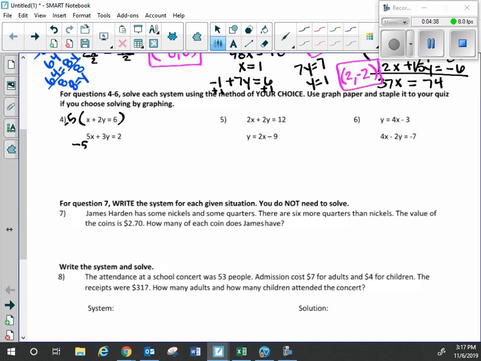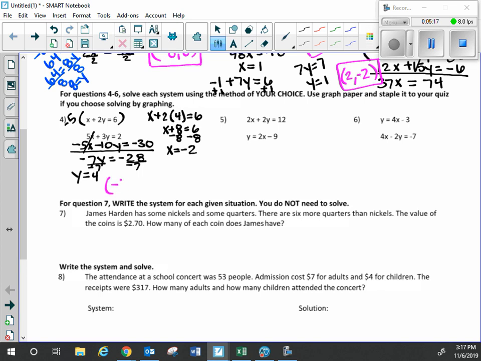But negative 5x minus 10y equals negative 30. So negative 7y equals negative 28. So divide by negative 7. Y equals 4. So go back and plug it in. X plus 2 times 4 equals 6. So x plus 8. X is negative 2. So your solution, negative 2, 4.